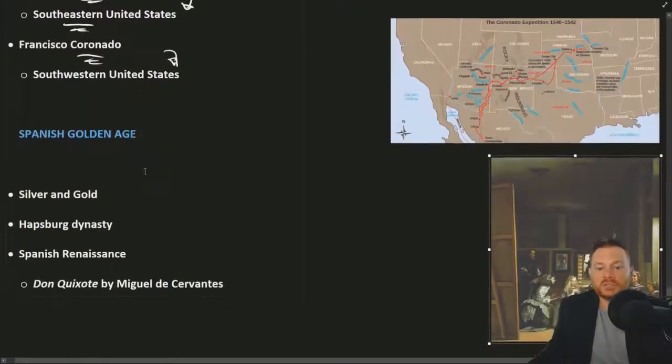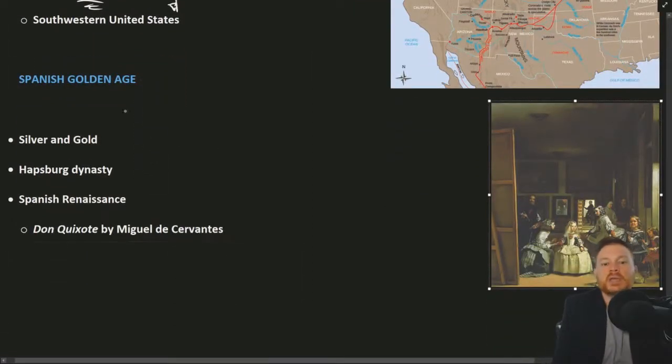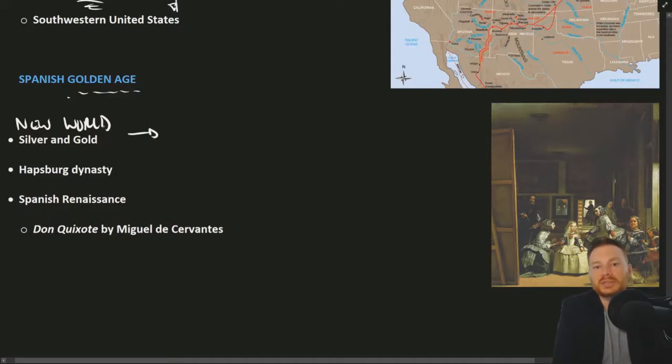Now, all of this conquest allowed Spain to engage in what we might call a golden age. New World silver and gold really led to a flourishing in not just a pure economic sense, but even in terms of things like art and literature. Enough money and funds that could go towards things like art.